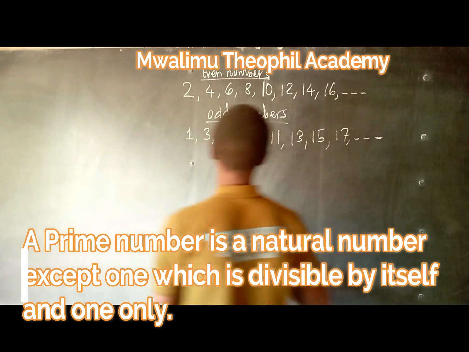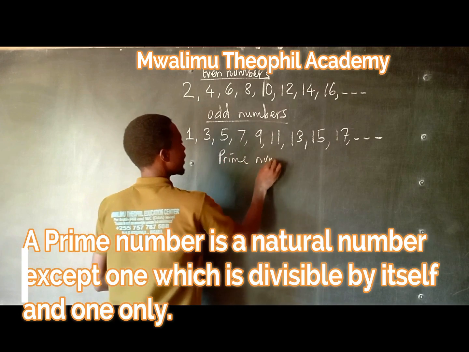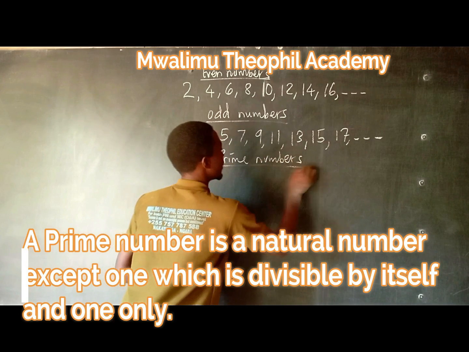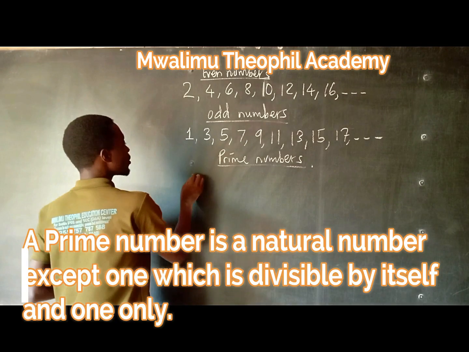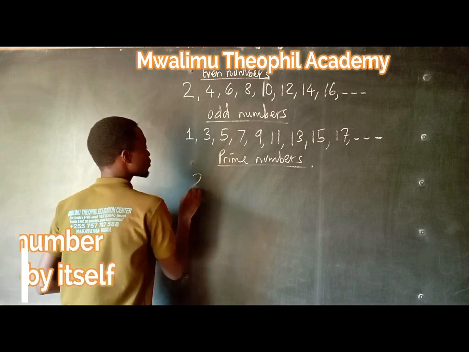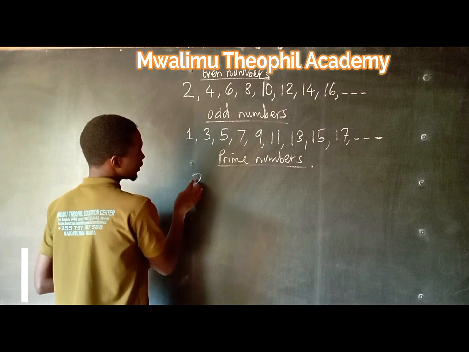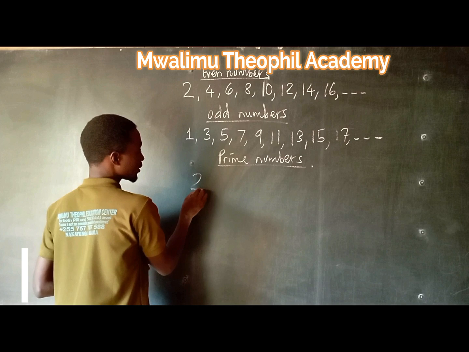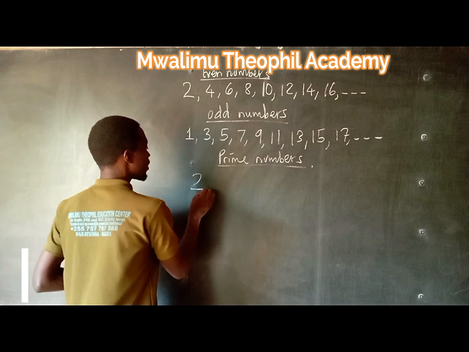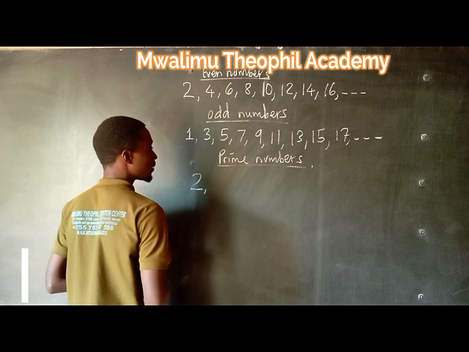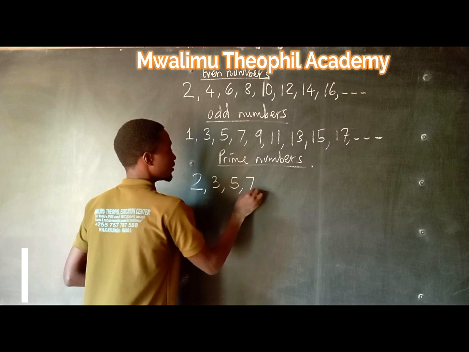Let us see examples of prime numbers. Prime numbers start with 2. Now, 2 is a prime number because it is divisible by only 1 and 2, so by itself and 1. Now, the next possible prime number is 3. The next one is 5, 7.